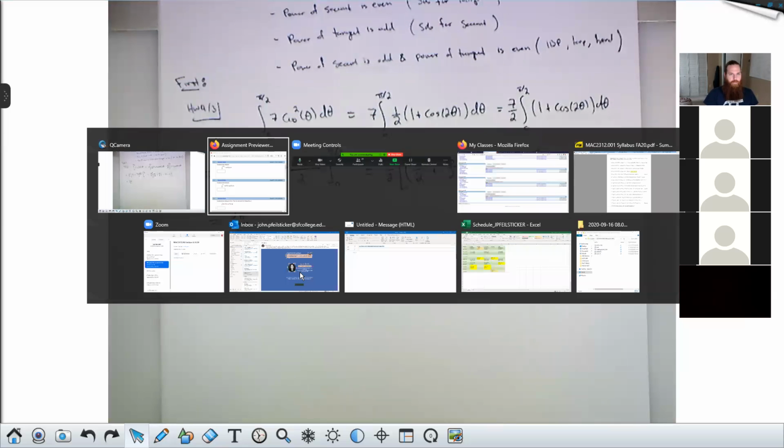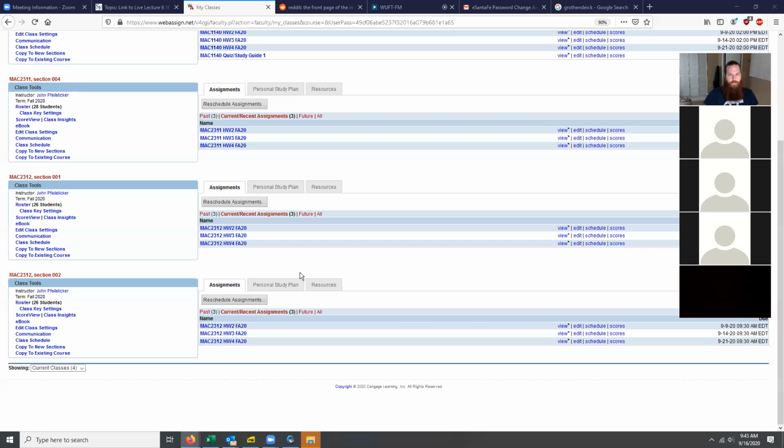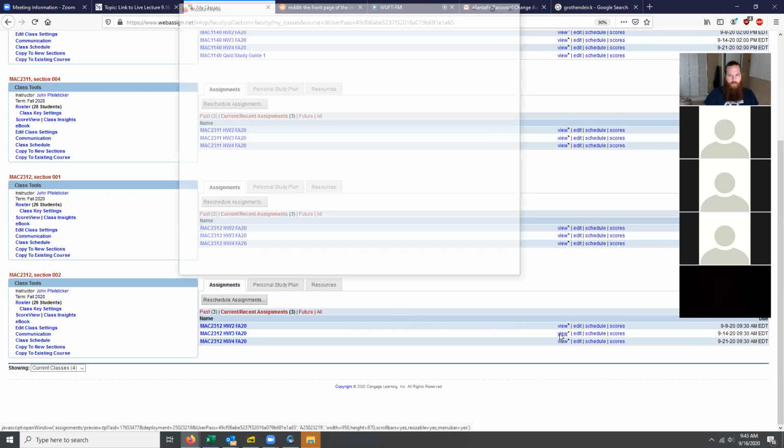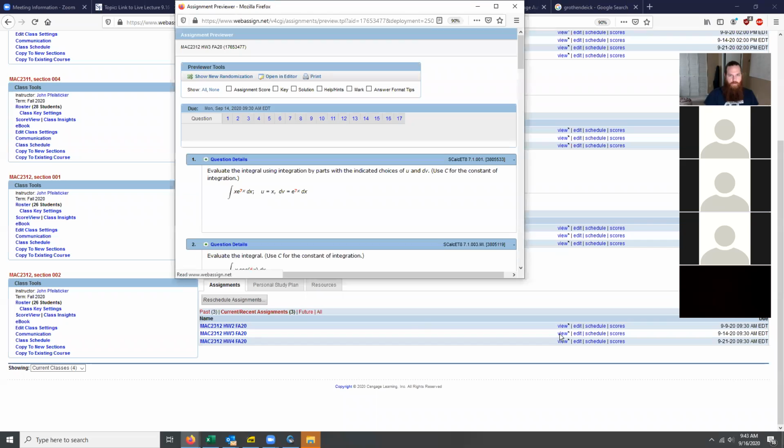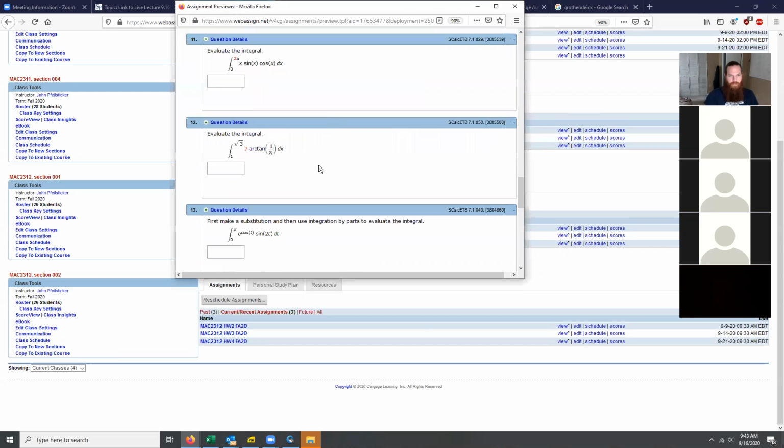The other homework problem that was requested in chat came from the previous homework, homework 3, and was number, what did we correct it? 11. That's this guy. So homework 3, number 11. I want to integrate from 0 to 2 pi x times sine x times cos x dx.